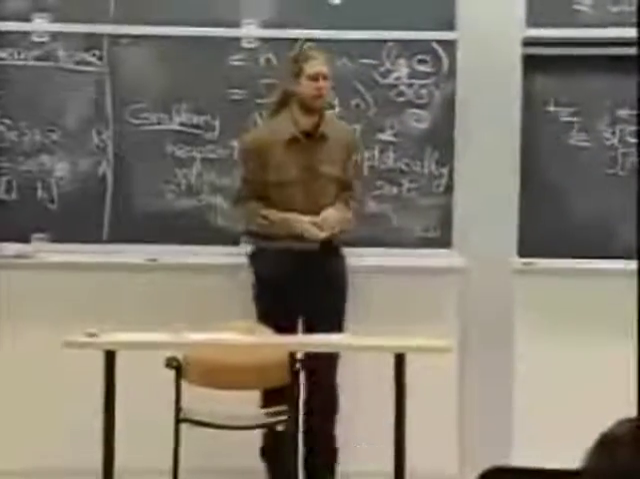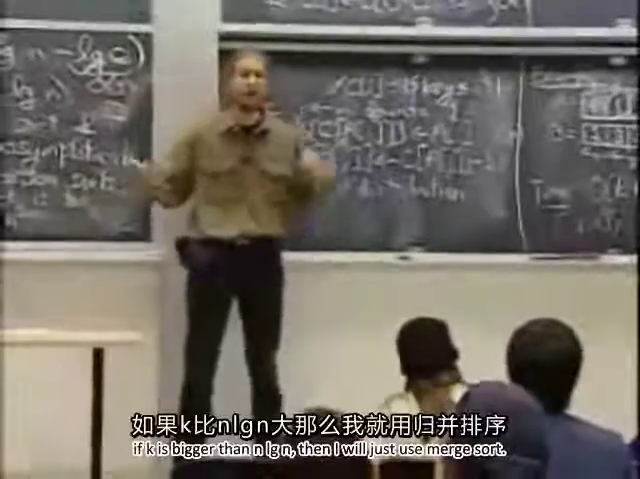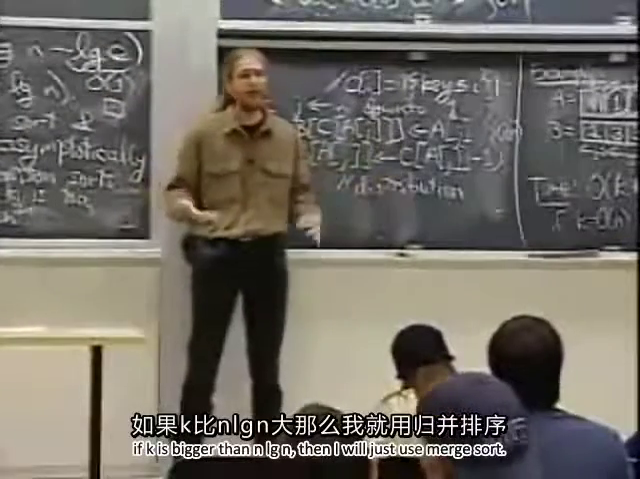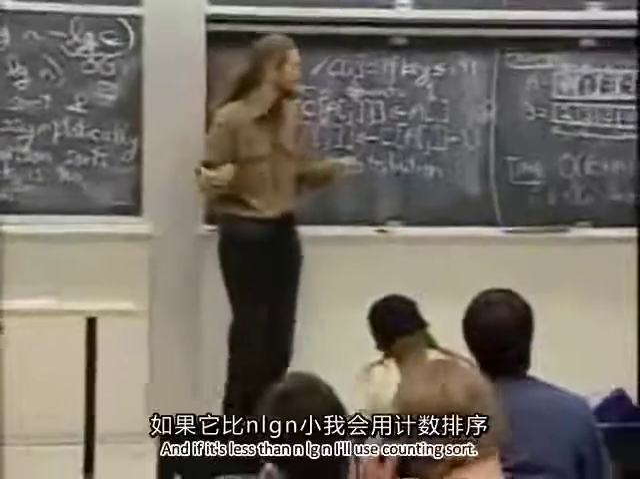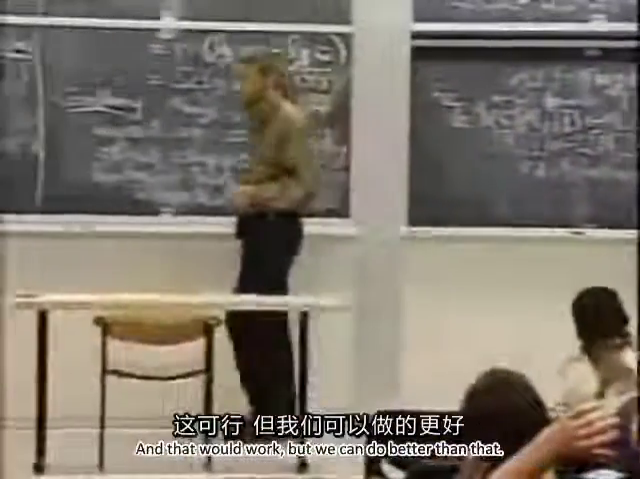It's not so great. So you could write a combination algorithm that says, well, if k is bigger than n log n, then I'll just use merge sort. And if it's less than n log n, I'll use counting sort. And that would work, but we can do better than that.